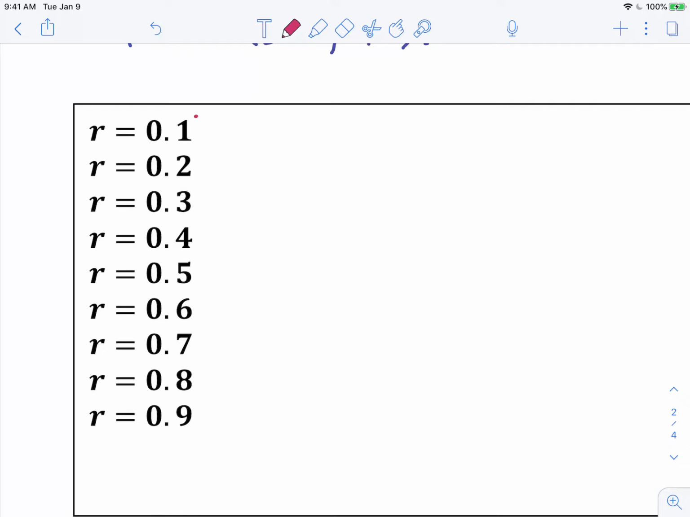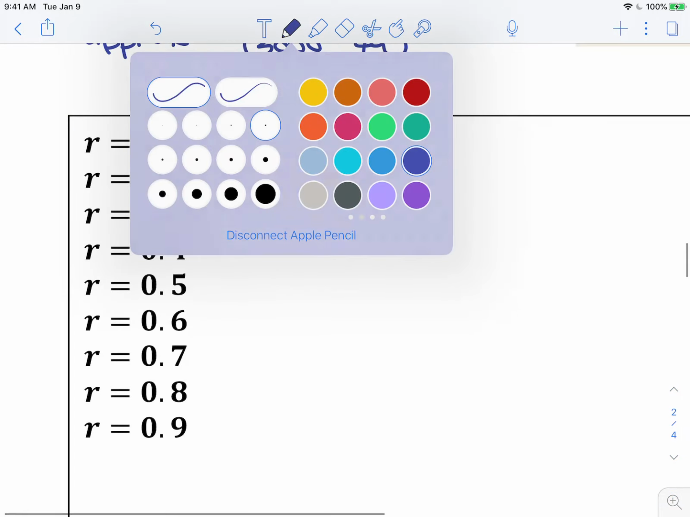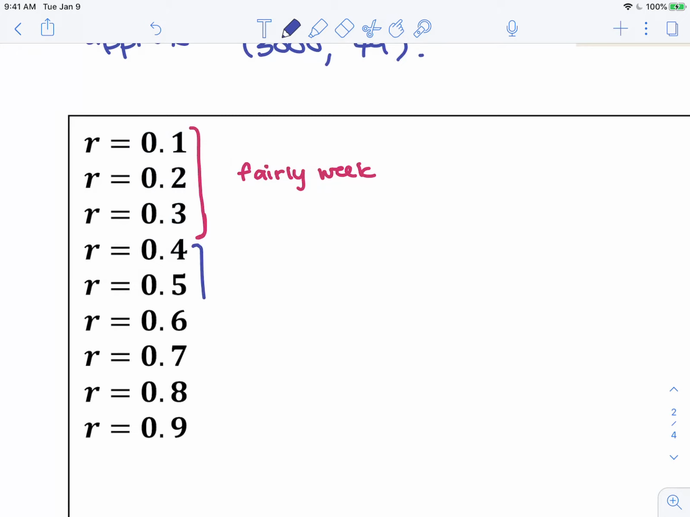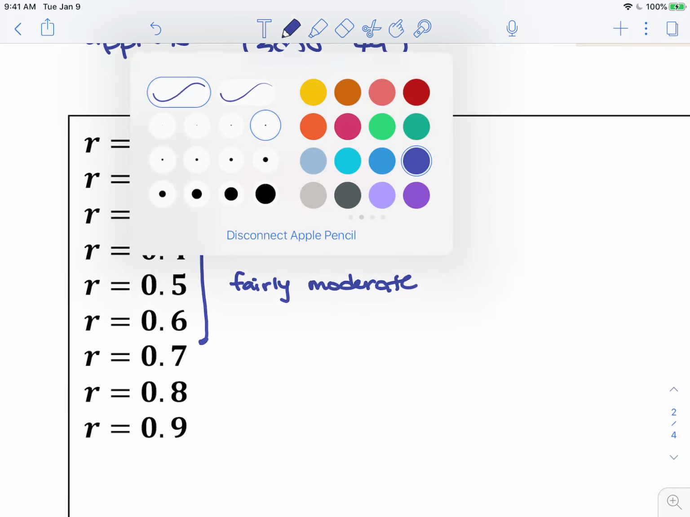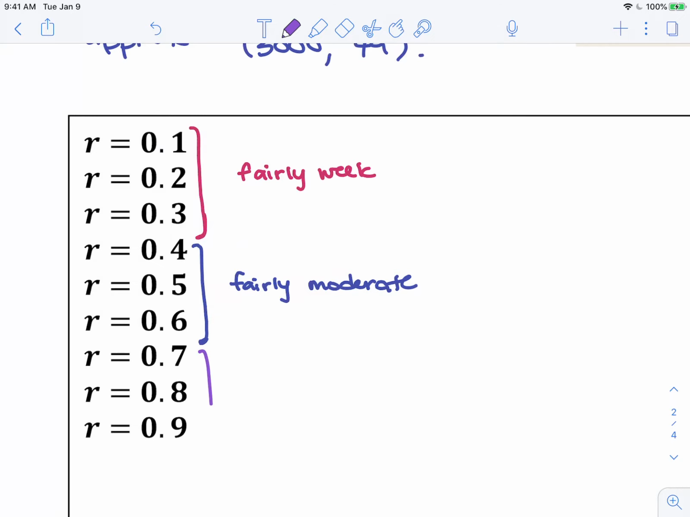Okay. I would say anything in this area, up to 0.39 maybe, I'll typically call that fairly weak. But as I mentioned earlier, as we get closer to that 0.5, the midway mark, even up to maybe 0.69, I call that fairly moderate. And then starting with 0.7 and up, I will call that fairly strong.